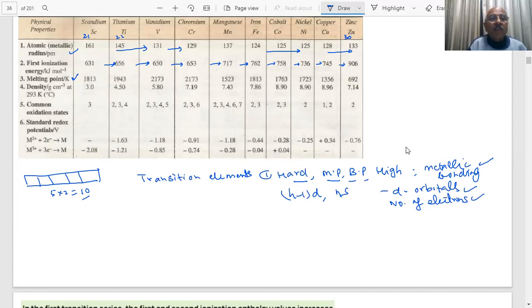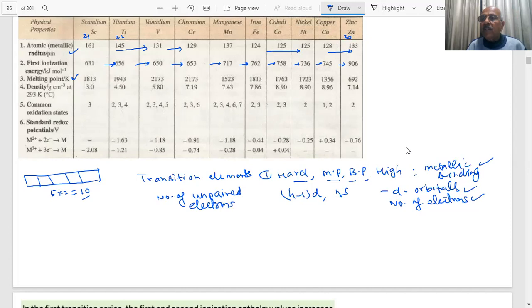As you see what is happening, student, the melting point is increasing and reaching a maxima, and then it is falling back. Why? The melting point increases first and then reaches a maxima and decreases. This can be explained on the basis of the number of unpaired electrons.